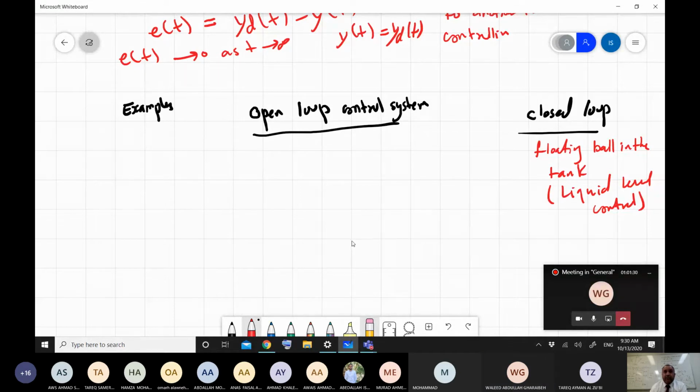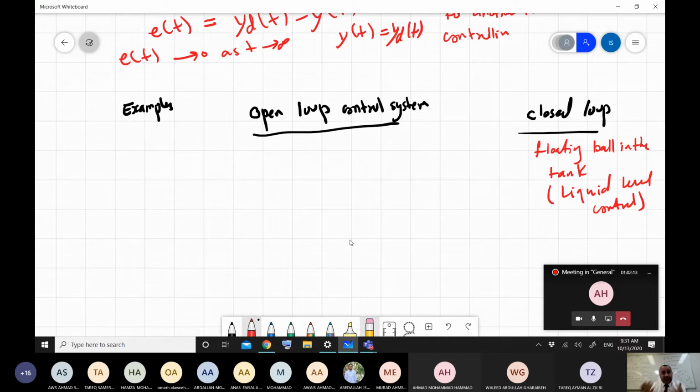Is the street lighting closed loop or open loop? Closed loop. Do you think that they are measuring the brightness, and according to the brightness they turn the light on or off, or is it time based? So this means it's not according to the brightness. It's time based. There is no feedback.